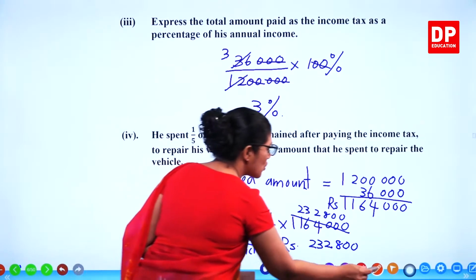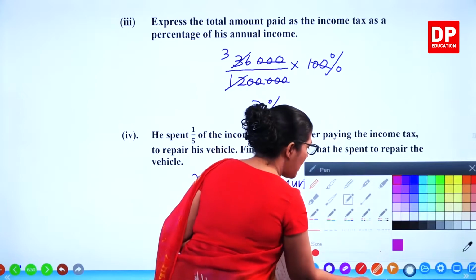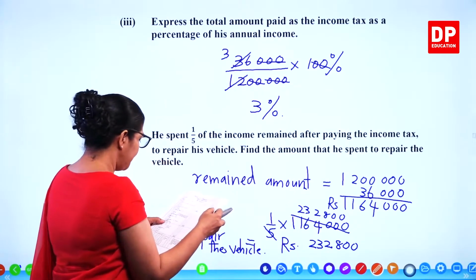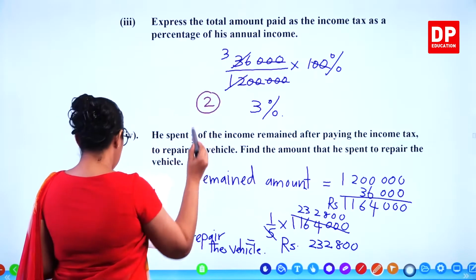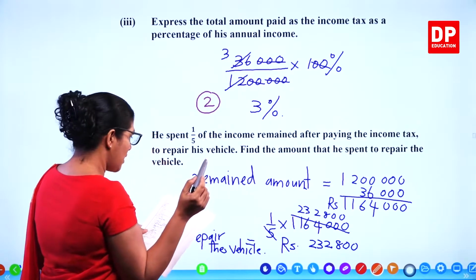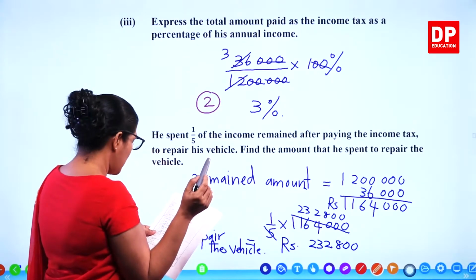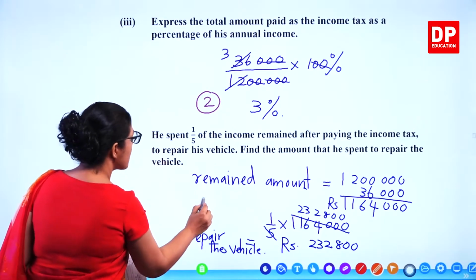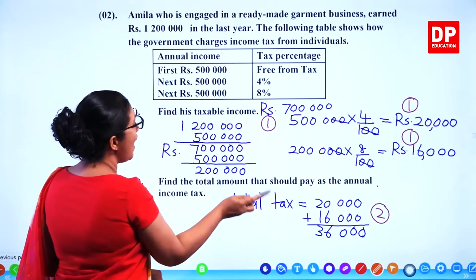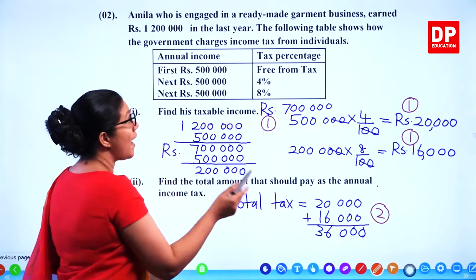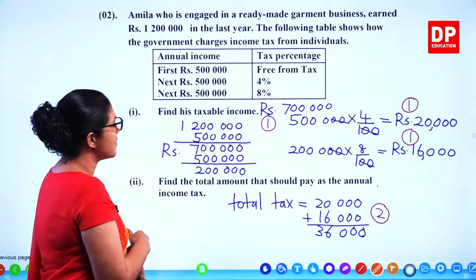So that's the amount. So let's see how many marks for that part. 2 marks for finding 3%, and you are getting 232,800. That's 3 marks. So 3 plus 2, 5, and 2, 3, 5. You get 10 marks there.